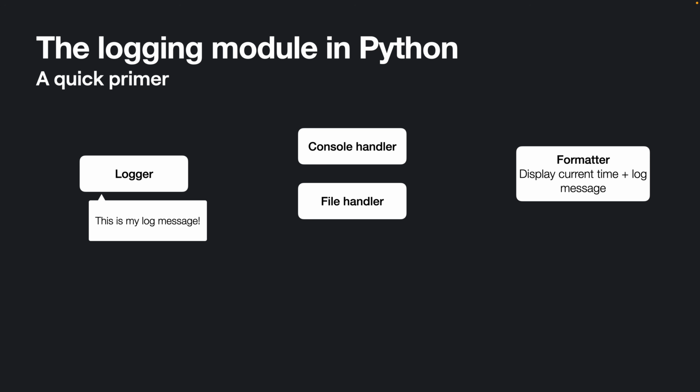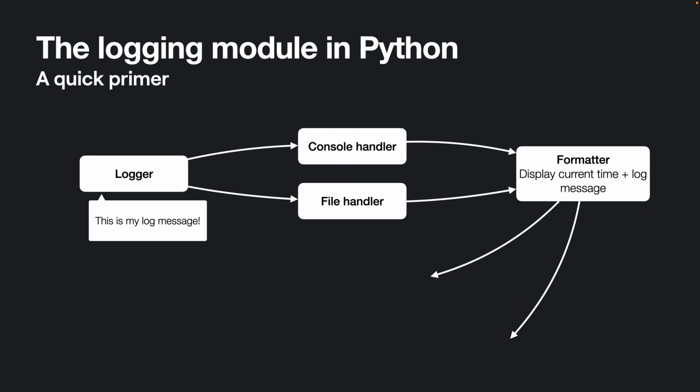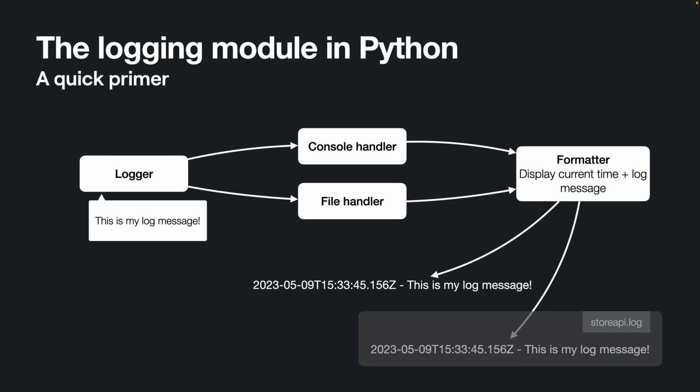Let's say that you use the logger to send or schedule a message that says, "This is my log message." Well, first, this goes out to the handlers. The handlers each send it to the formatter, or rather, the handlers use the formatter. And then the handlers, in combination with the formatter, will either print out the message to the console, in case of the console handler, or put it into a file, let's say storeapi.log, in case of the file handler, and obviously you can customize the file name and various other parameters when you use a file handler.